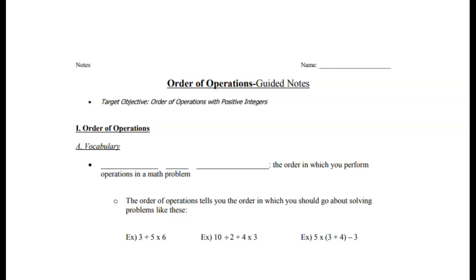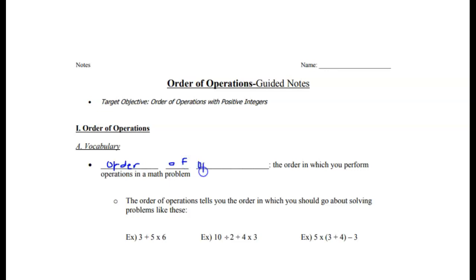Okay, so the order of operations is bringing order to the way that we do our operations. We noticed when we did the examples, we all had different answers. So let's talk about what the order of operations is. We see three blanks, and we're going to fill that blank in with order of operations. This is the order that we have for math problems.